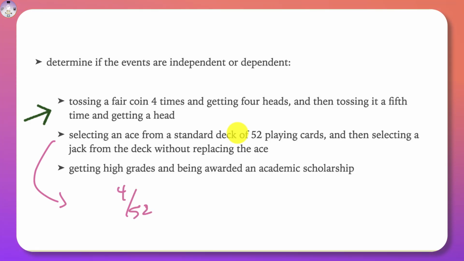Okay? Now, if the second event is to select a jack from the deck and you did not replace that ace, there are 4 jacks, but instead of there still being 52 cards, there are now 51. You have affected the outcome of the second event based on the fact that you didn't replace that card. So these are dependent events. That second event is dependent on the first one where you didn't replace the ace.